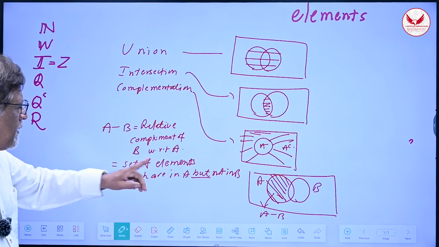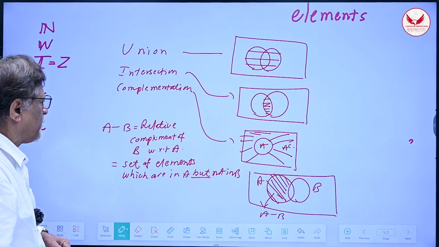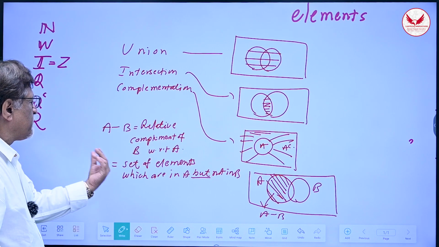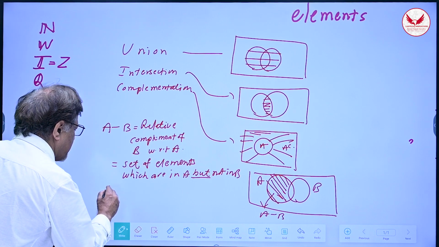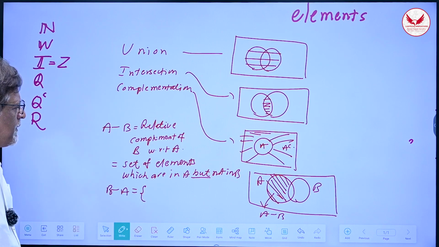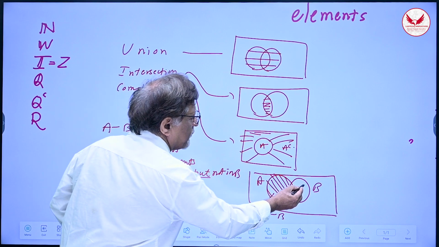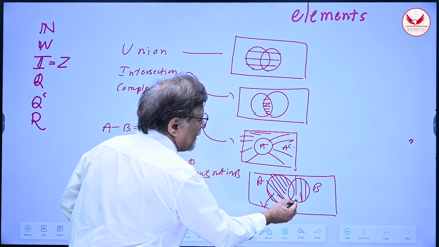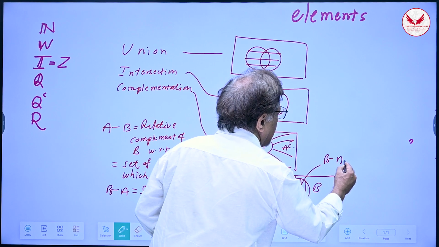Whatever is left is called A minus B. It is called the relative complement of B with respect to A. I can have a relative complement of A with respect to B, right? So I can have B minus A also. So what is B minus A? This B minus A will be those elements in B which are not in A. So they will be like this. Those elements in B which are not in A. So this set is actually called B minus A, right?